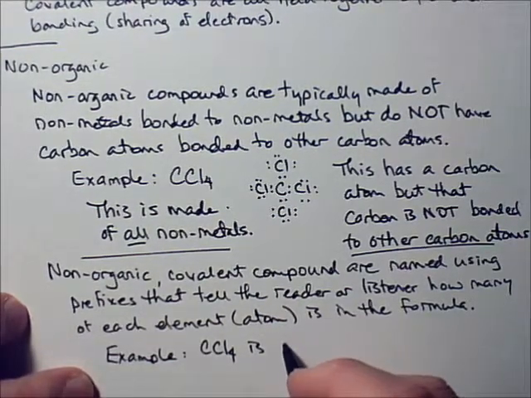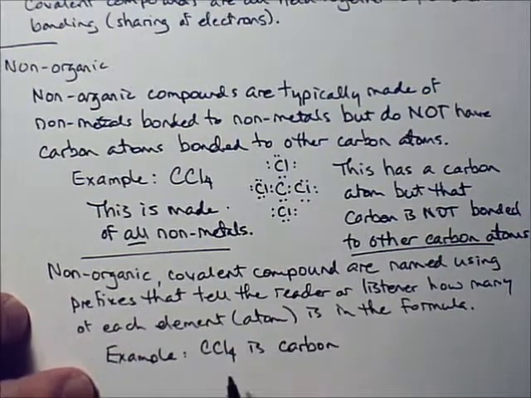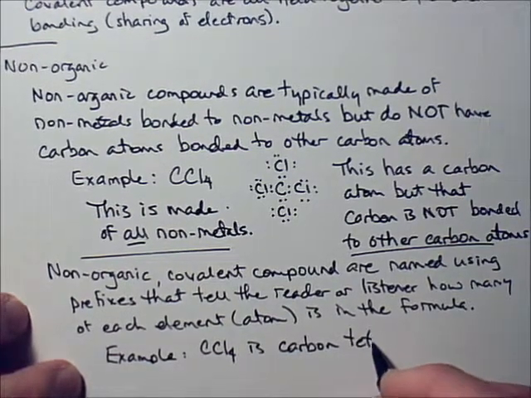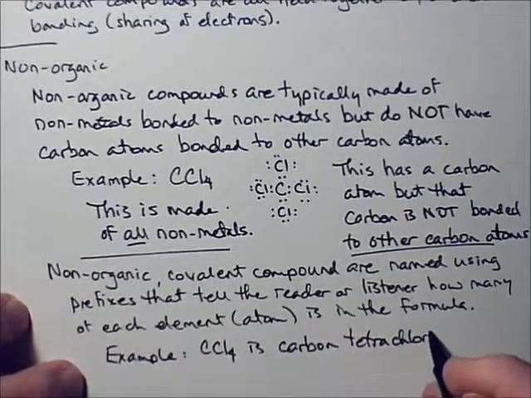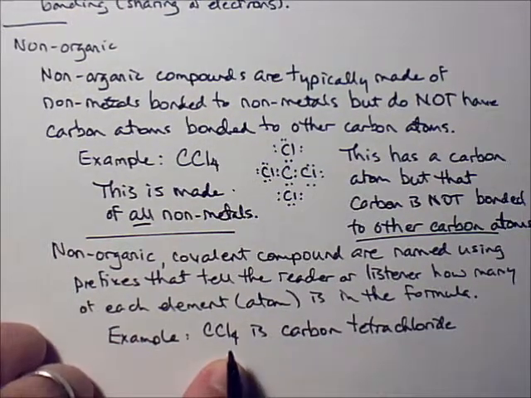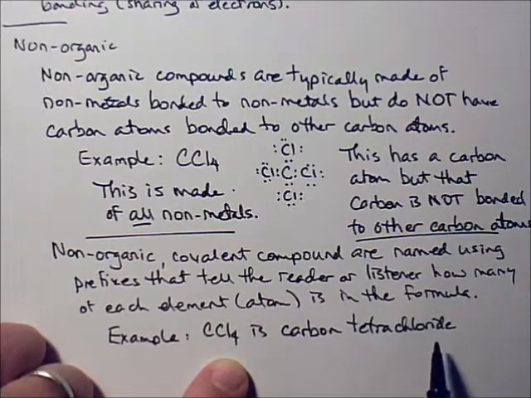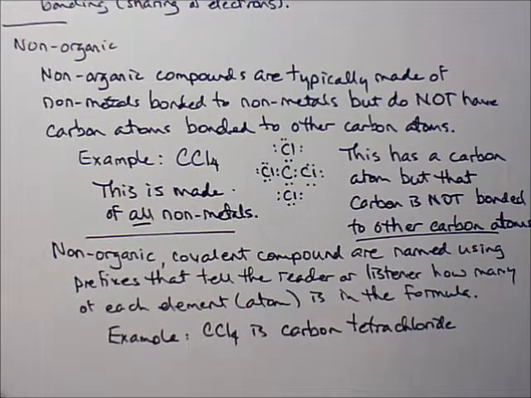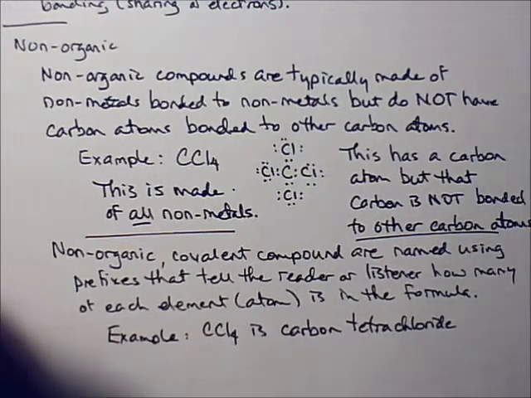CCl4: there's only one carbon. We just call that carbon. There are 4 chlorines, and one prefix for 4 is tetra. So that's carbon tetrachloride. Now the chlorine in this particular case is not an ion. We don't call it chloride because it's a negatively charged ion. That's what we have learned about ide endings so far. They're reserved for monoatomic anions, negatively charged single atom particles.